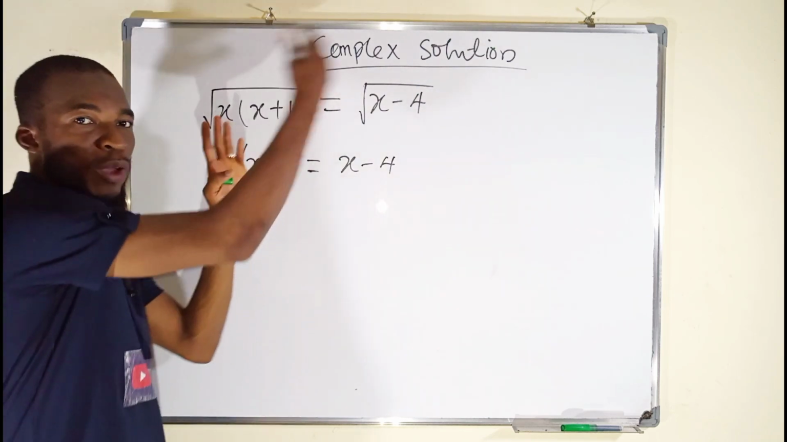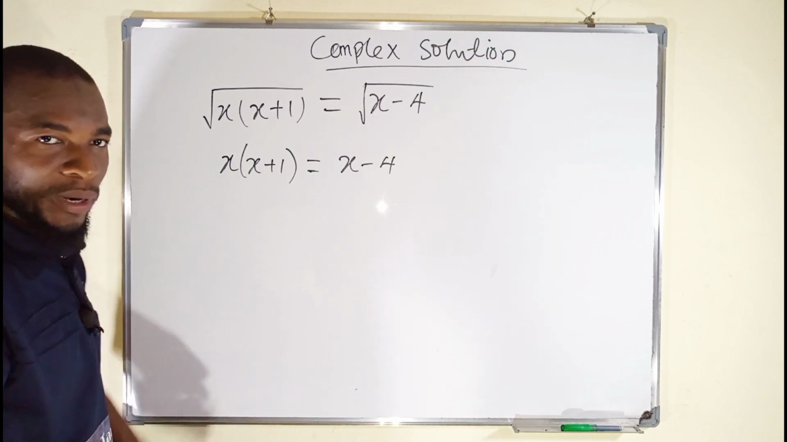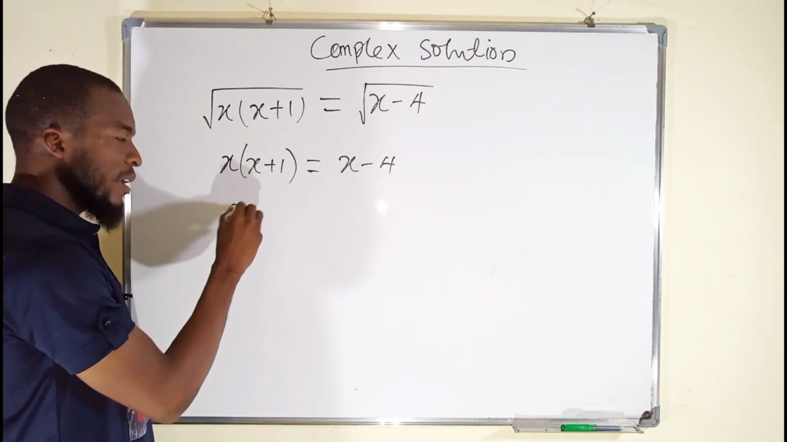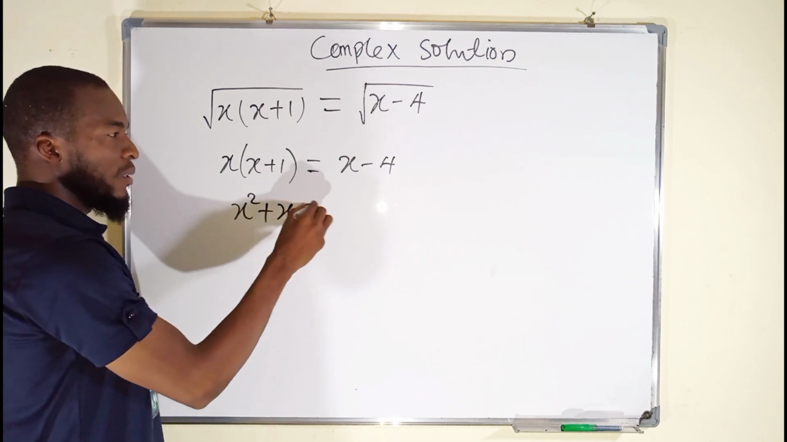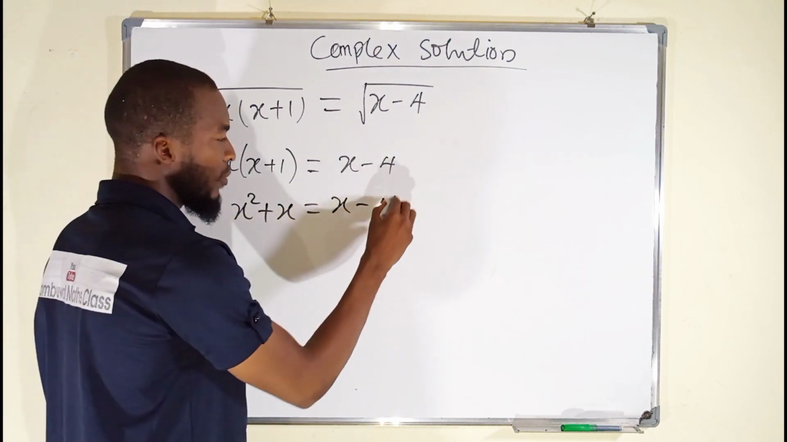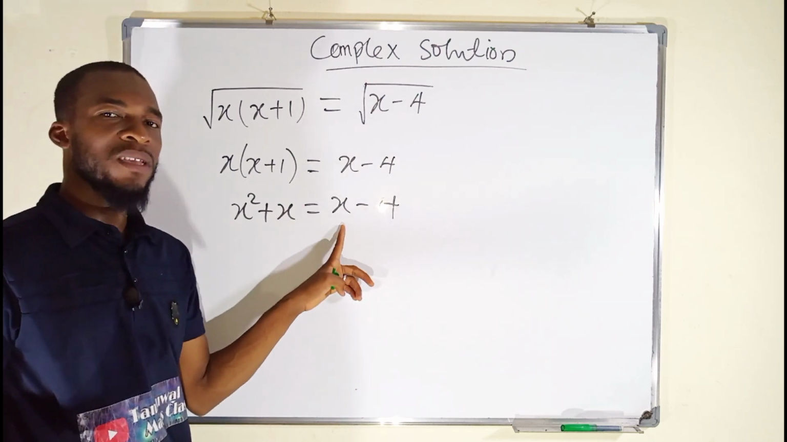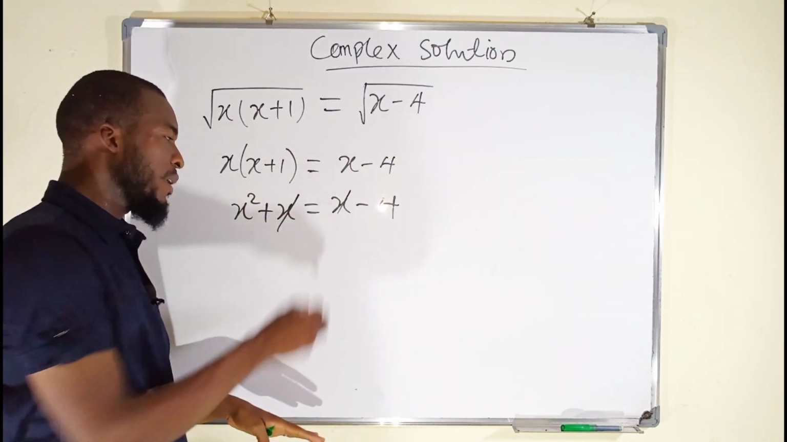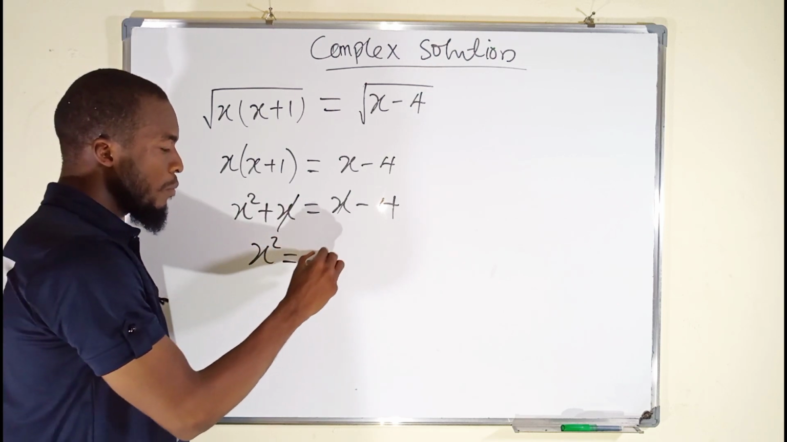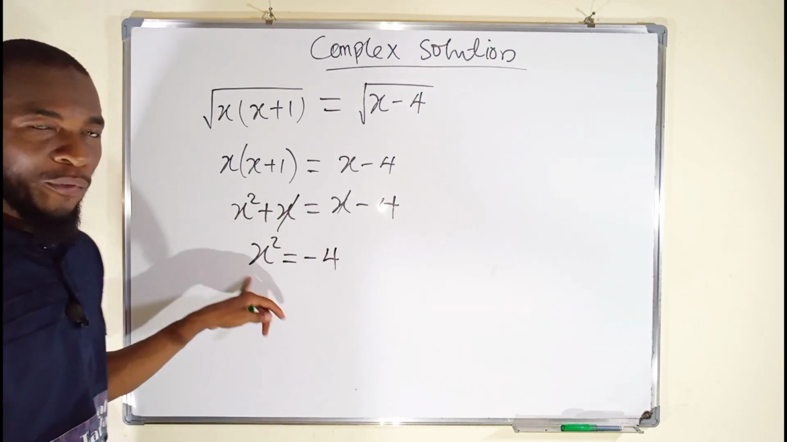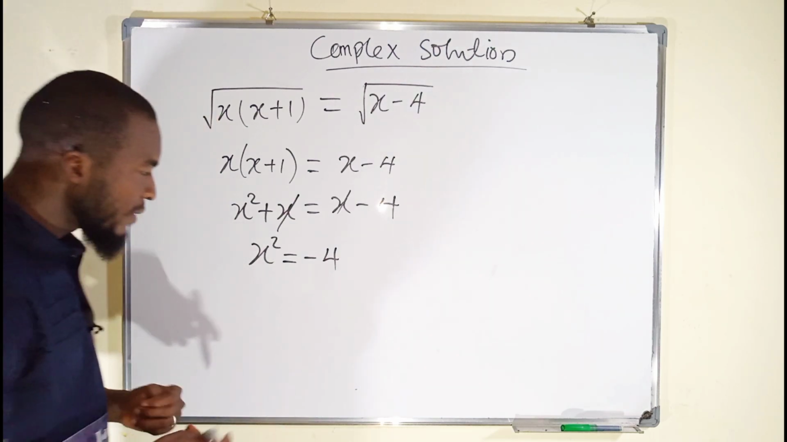And if you like, you can square both sides, it's all the same. Well, we can expand this parenthesis. We have x times x is x squared, and x multiplied by 1 is x. To the right, we have x minus 4. We have positive x here, we have positive x here, so they can cancel out, leaving x squared equals minus 4. We are looking for x, not x squared, so we are free to take square root of both sides.